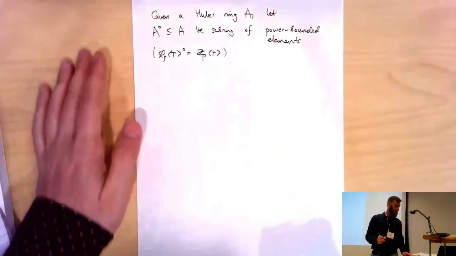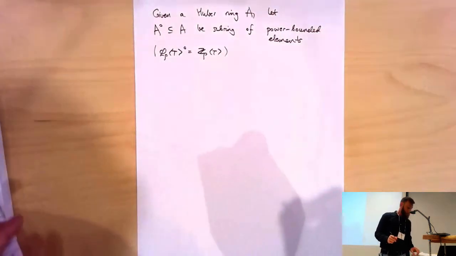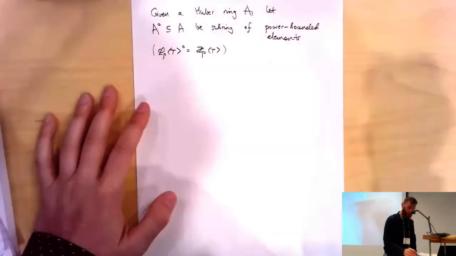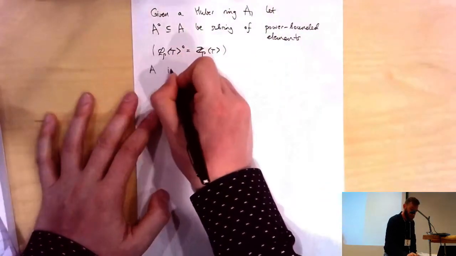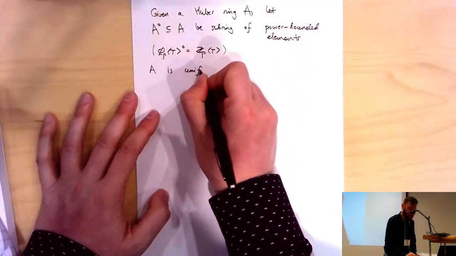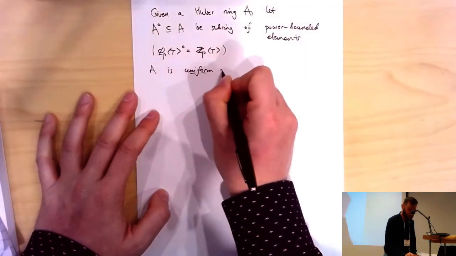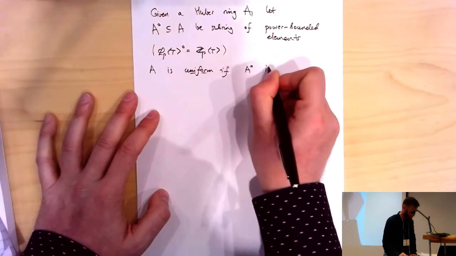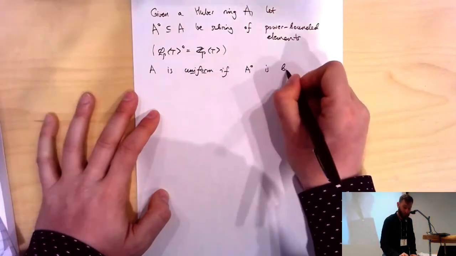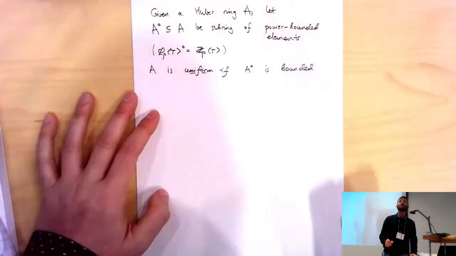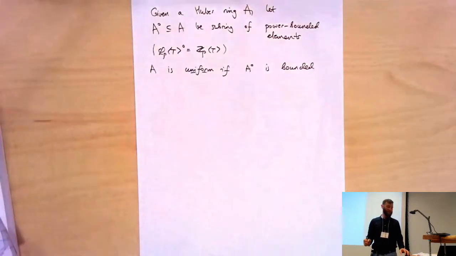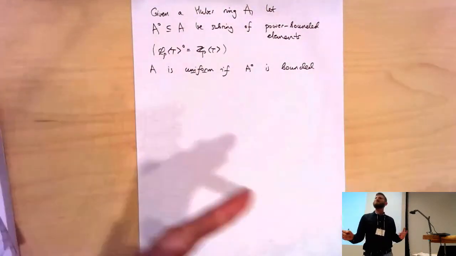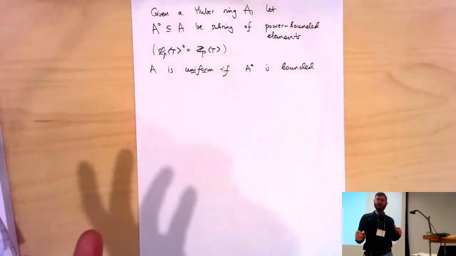Okay. And, definition. A is uniform, so this is one of the words that came up in the last talk, if A⁰ itself is bounded. It's a bounded subset of A. Okay. Uniform rings are rather nice.